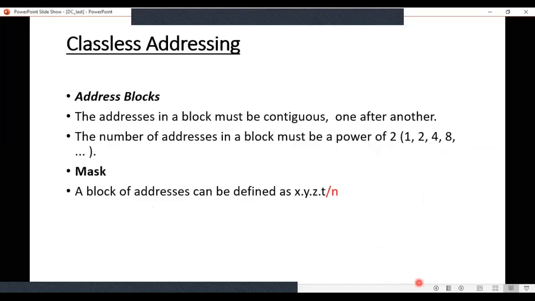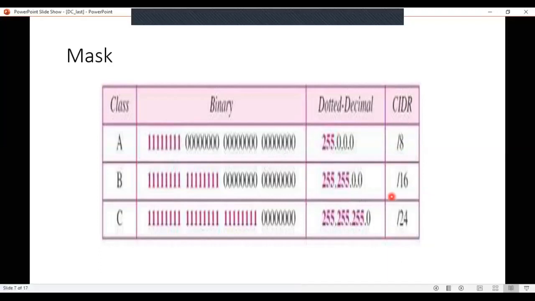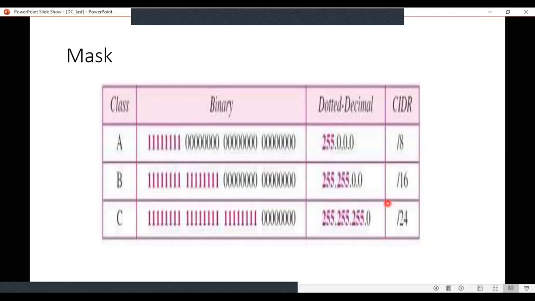Okay, and also you can have a slash notation, which represents how many bits are representing the net ID. So it differentiates between net ID and host ID. This slash notation is also called CIDR, that is classless interdomain routing. In classful addressing, whatever we discussed now, a good number of available addresses is wasted. So it has been replaced by classless addressing, which we will discuss next, using this slash notation, which is also called classless.